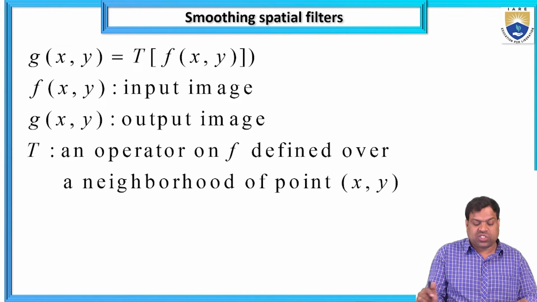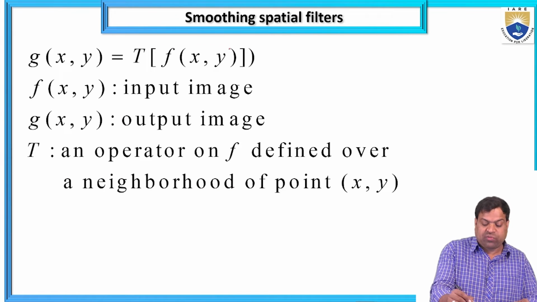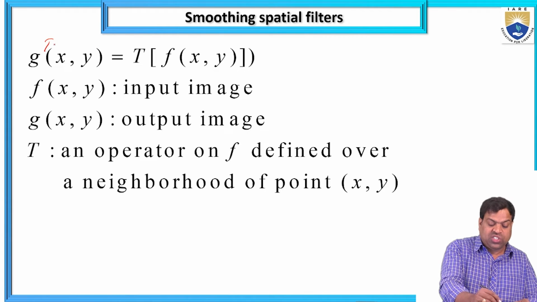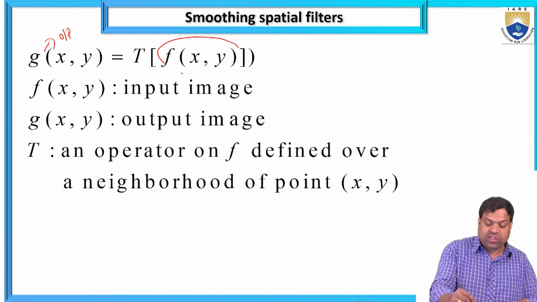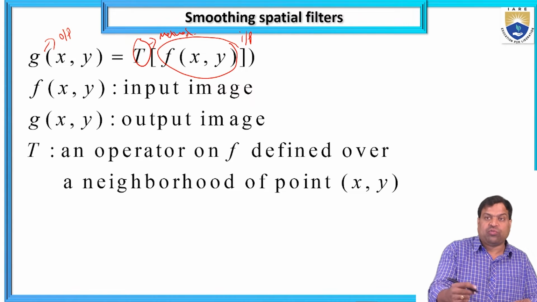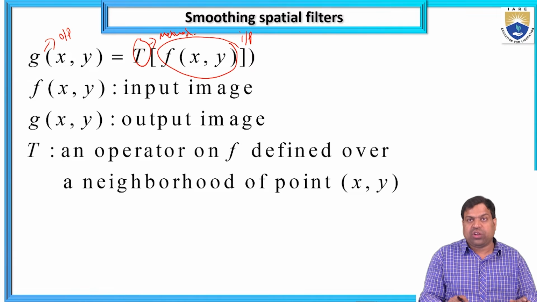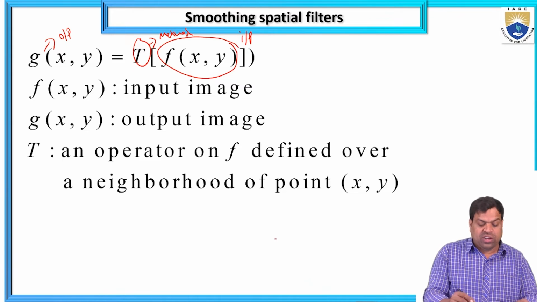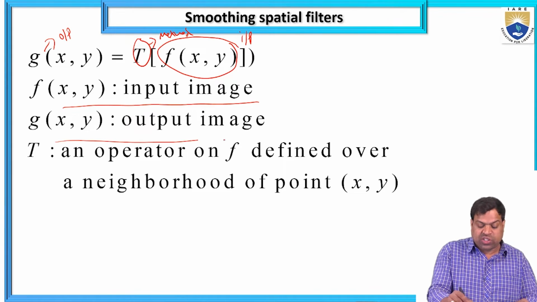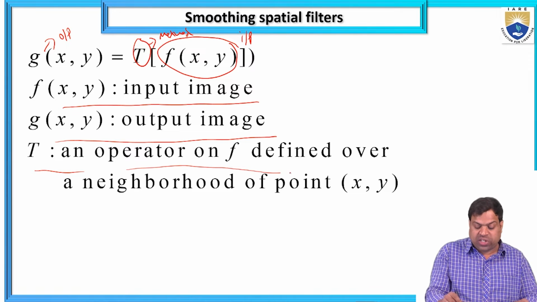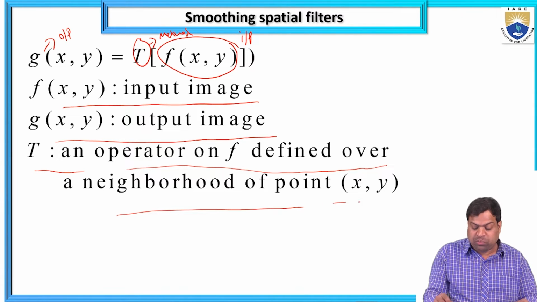So what is the function? g(x,y) = T[f(x,y)]. What is g(x,y)? It is the output function, and f(x,y) is the input function. T is the method I am using, a function applied to the input. So f(x,y) is the input image, g(x,y) is the output image, and T is an operation on f defined over the neighborhood of a point (x,y).